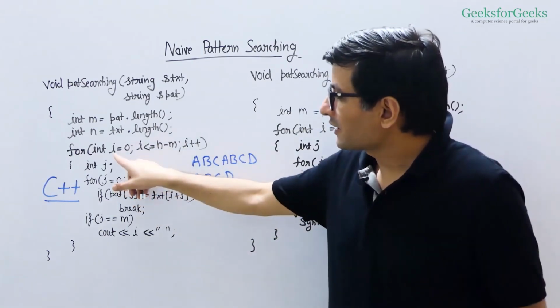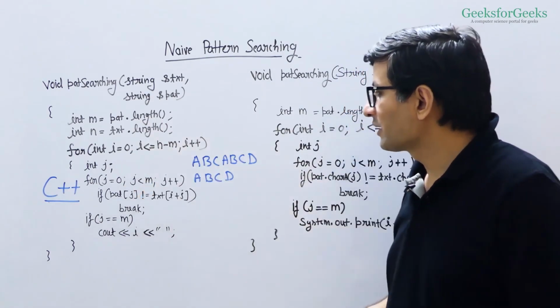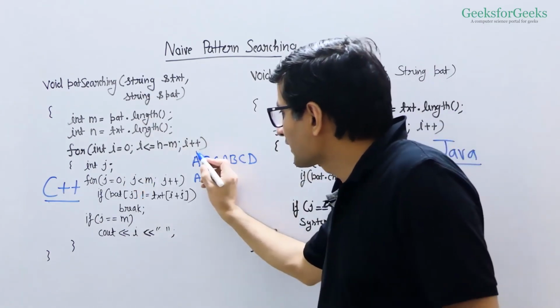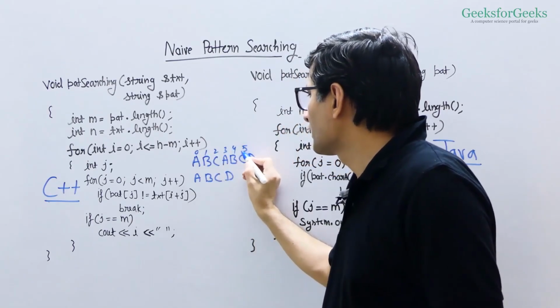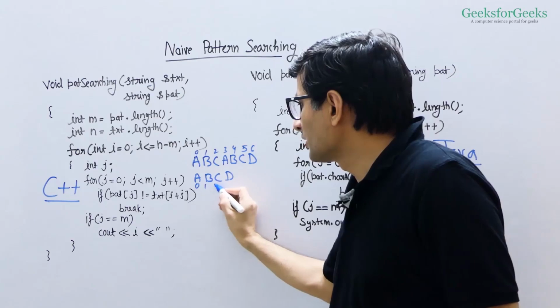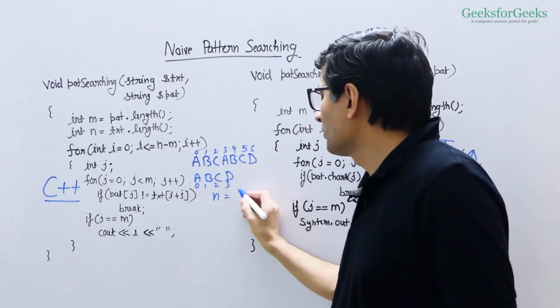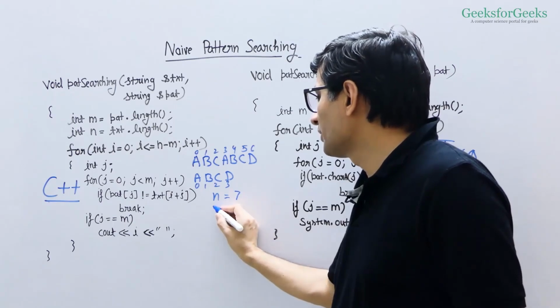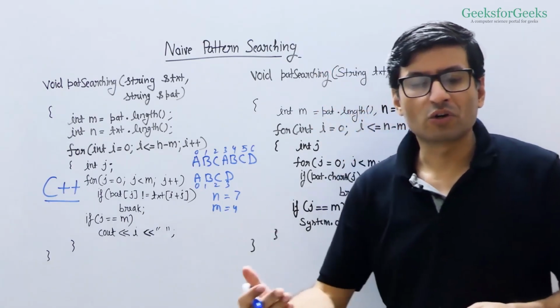We are running an index i equal to 0, i smaller than or equal to n minus m. How do we get this number n minus m? See, the indexes in the text are 0, 1, 2, 3, 4, 5, 6 and in the pattern are 0, 1, 2, 3. What is n? The number of characters in the text. How many characters do we have in the text? 7. How many characters in the pattern? 4.